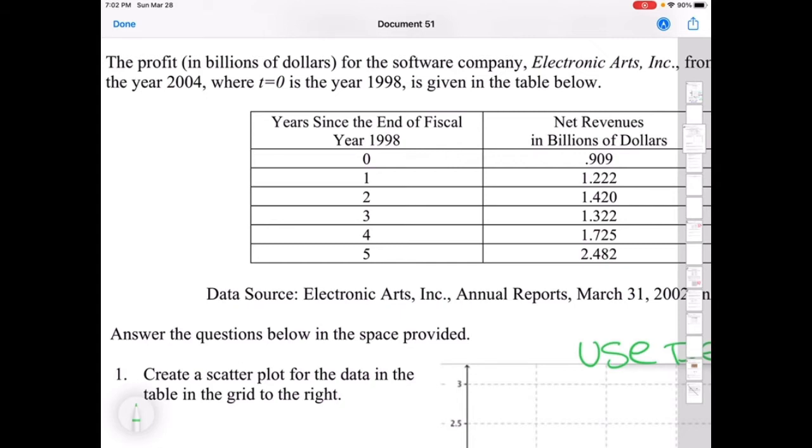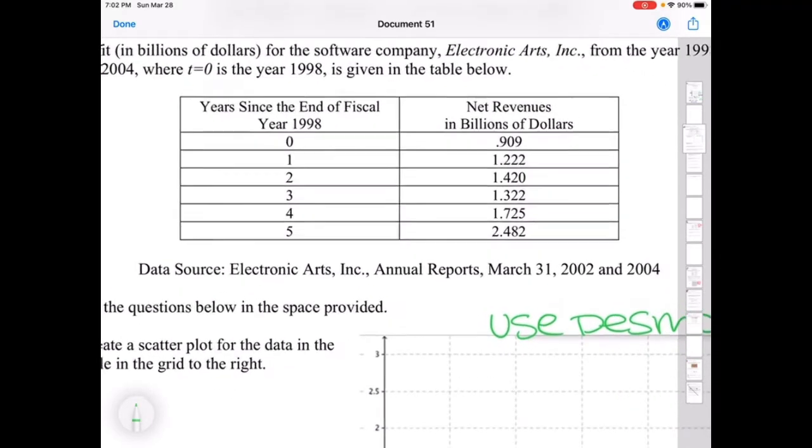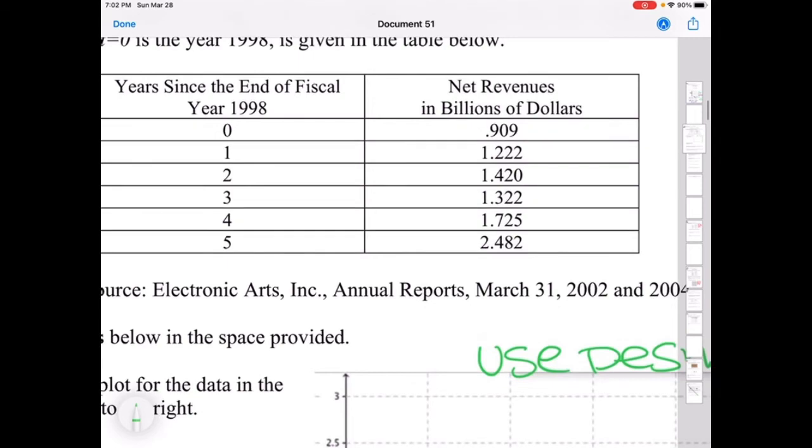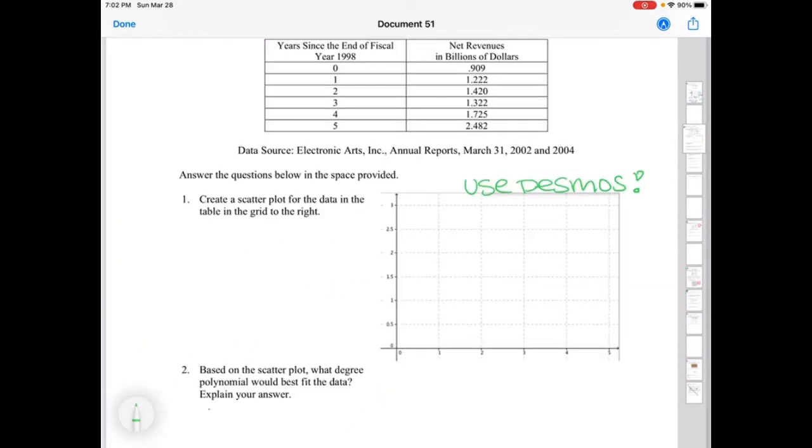If it was 3 years after 1998, it would be the year 2001, and so on, okay? So then here it gives us the net revenue in billions of dollars. Your revenue is on your y-axis and your years are on your x-axis. So it says, okay, now create a scatter plot.